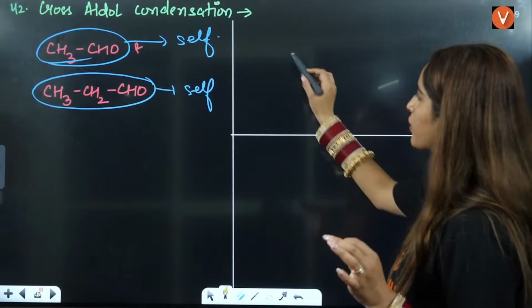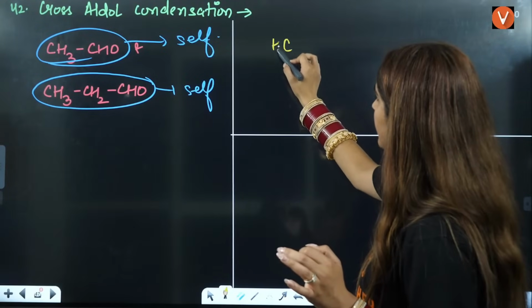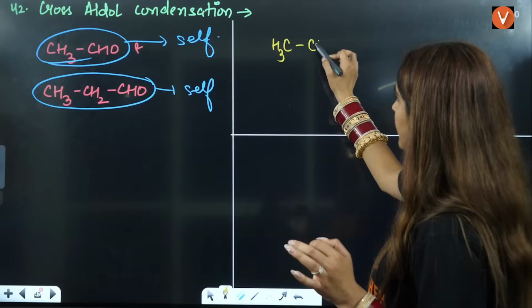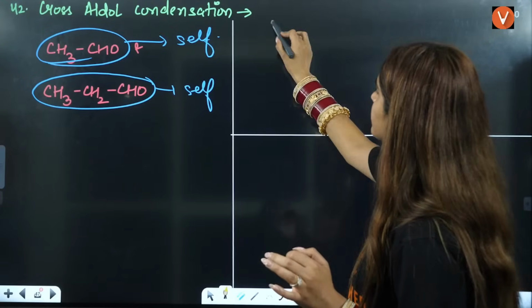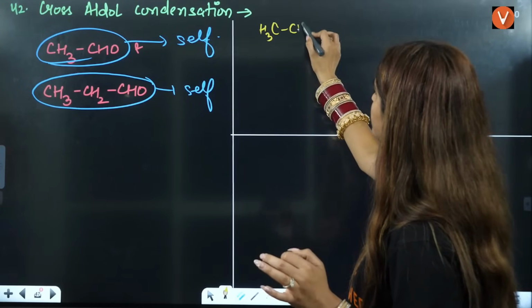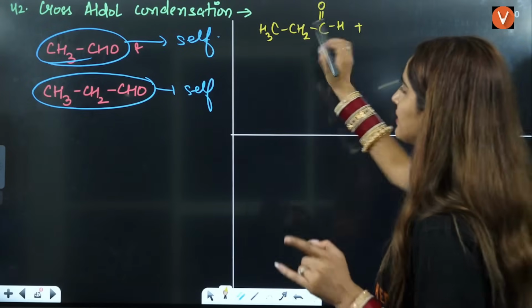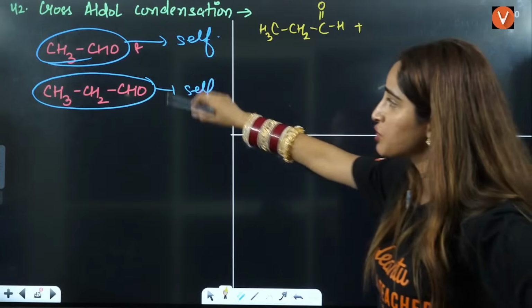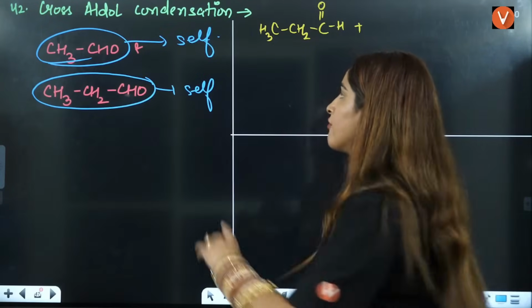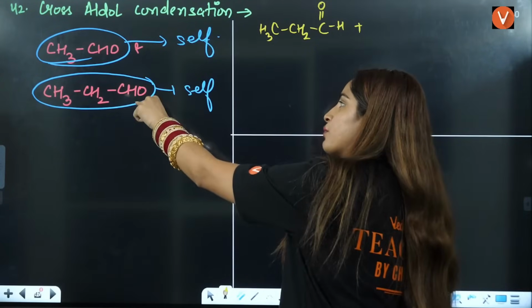Let's see that. So here you have CH3, this is CH2. This is CH3, this is CH2. Keep the carbonyl carbon open. In the second molecule, if you take, because they are doing cross aldol, right? One self product was already made.